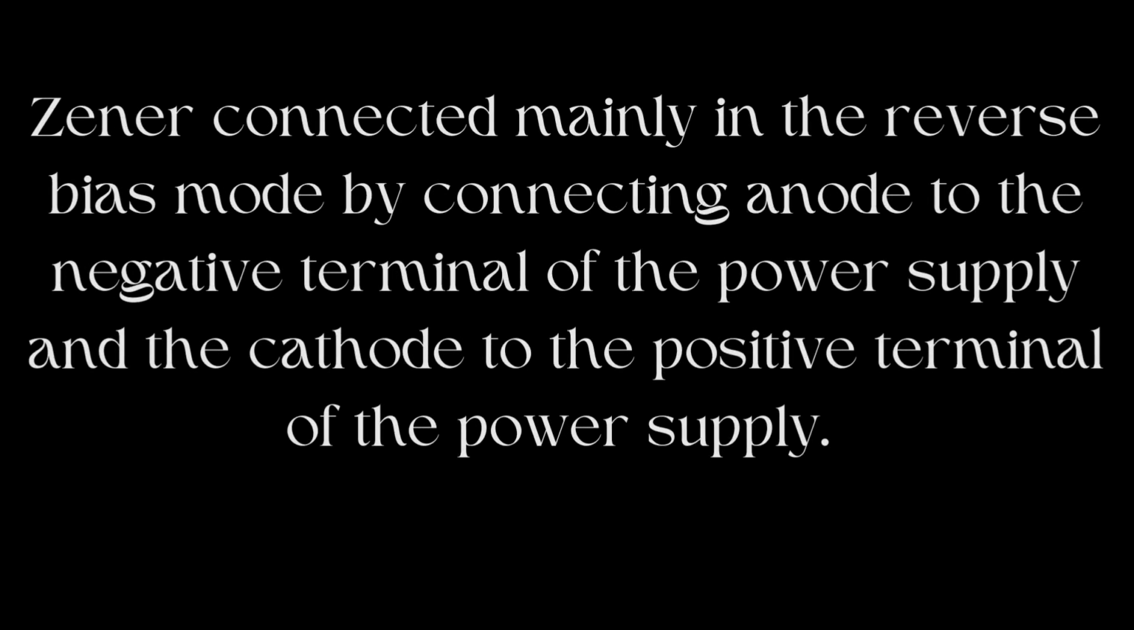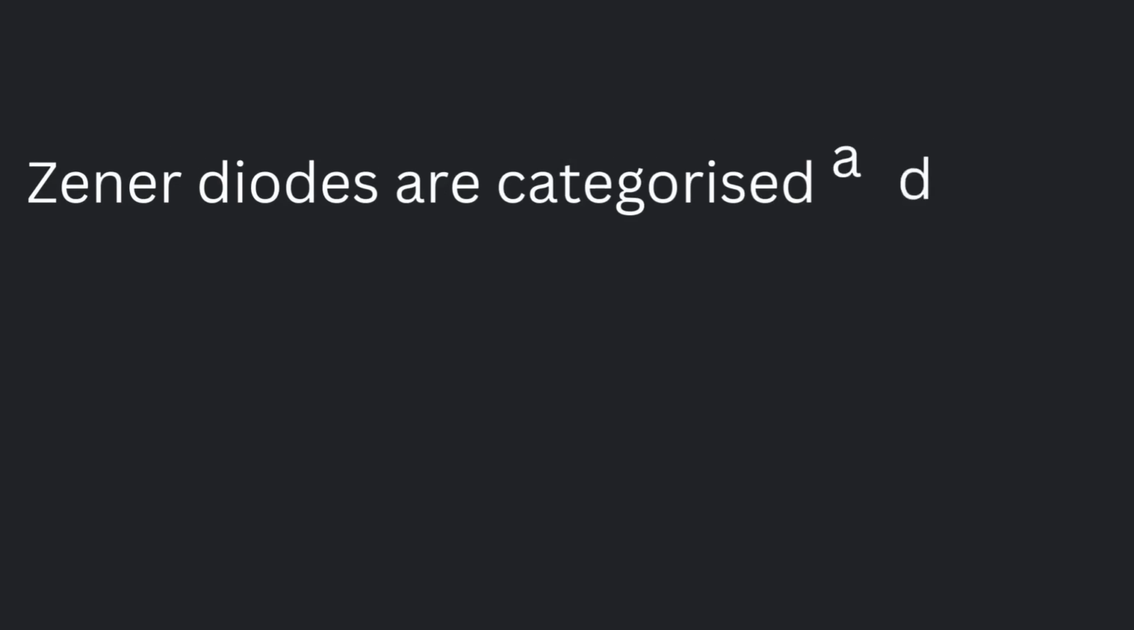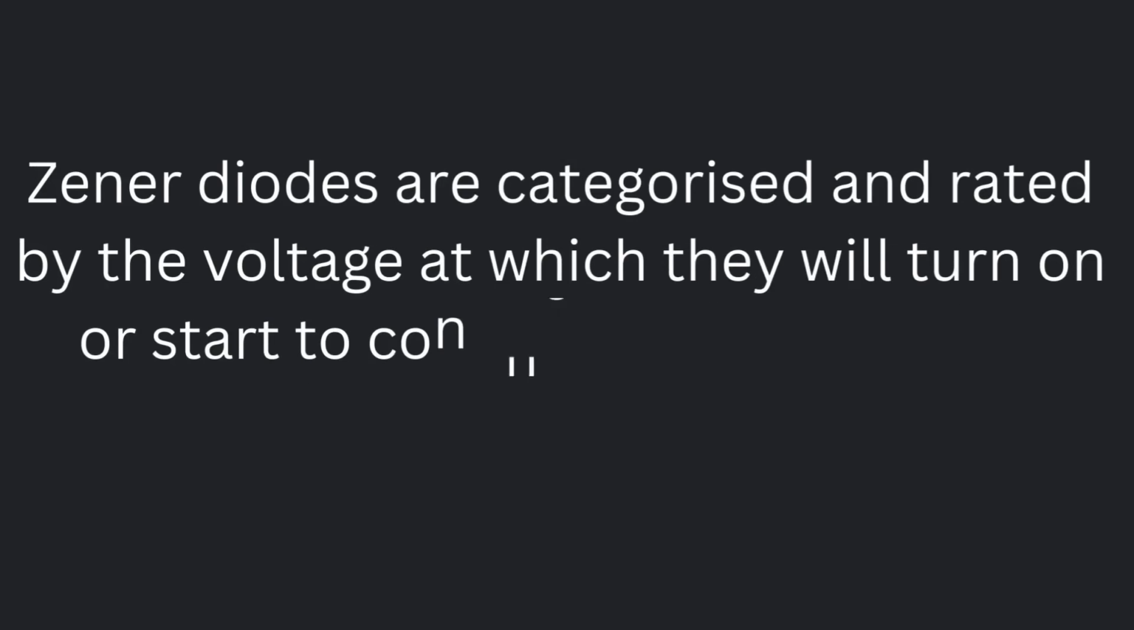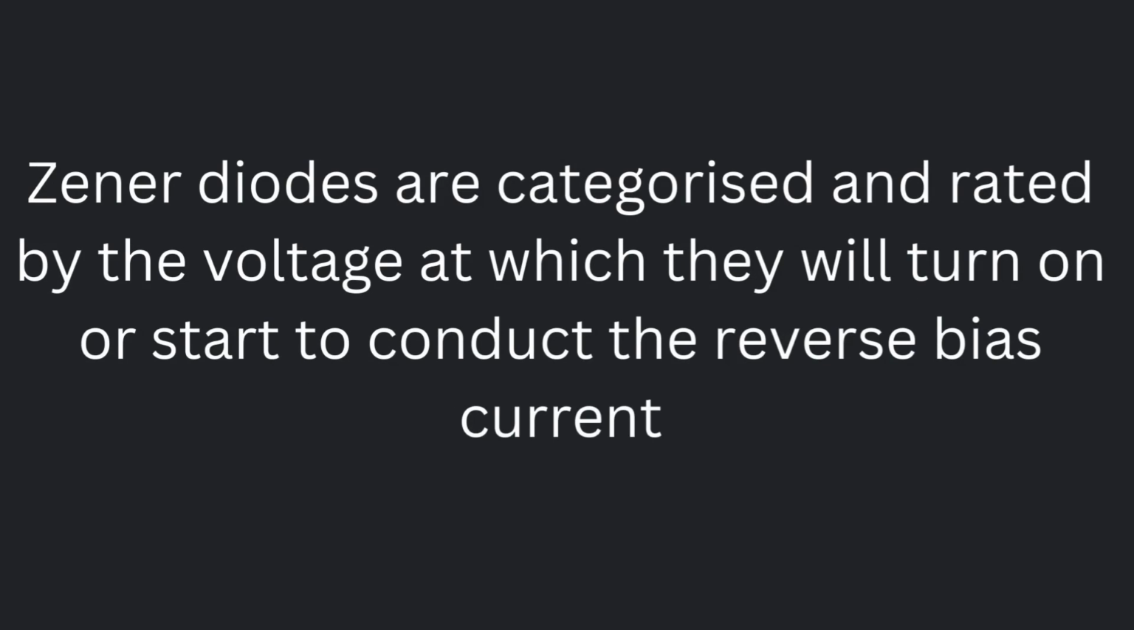A Zener diode is connected mainly in the reverse bias mode by connecting the anode to the negative terminal of the power supply and the cathode to the positive terminal of the power supply. It is important to remember that Zener diodes are categorized and rated by the voltage at which they will turn on or start to conduct the reverse bias current.